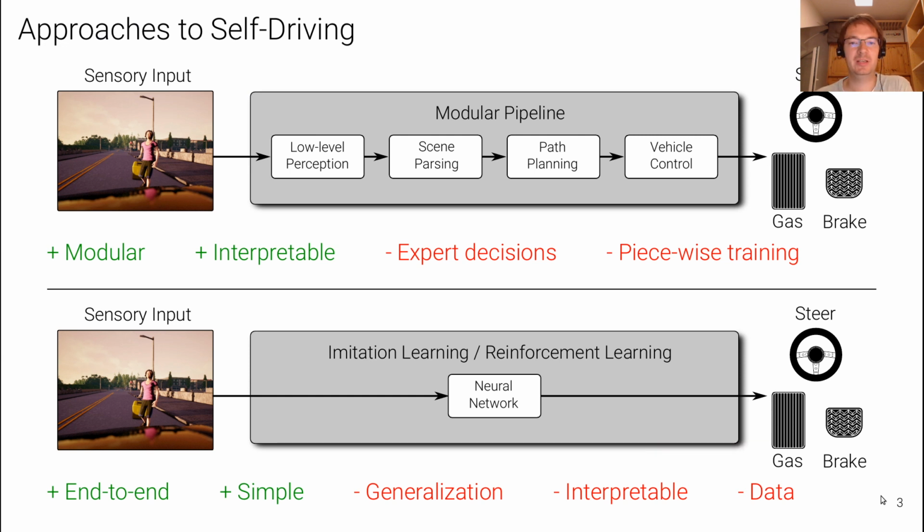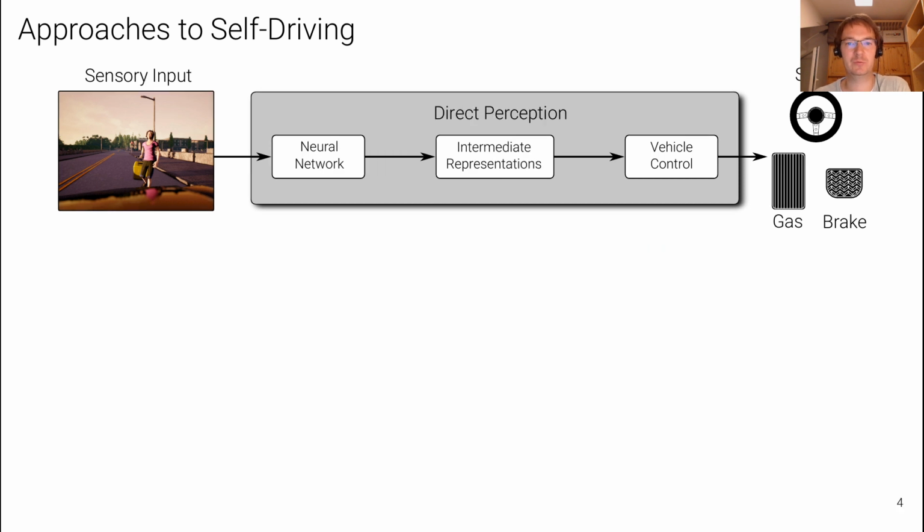Now, there is a model that lies between these two approaches and that tries to combine the benefits of both, which is called direct perception, where a neural network maps the sensory input to some intermediate representation. And then there's either a hand-engineered or learned vehicle controller that maps this intermediate representation to the action. Now, this intermediate representation should be designed in a way such that it captures all information that's necessary for driving, but not much more. And this on its own is a difficult task, of course.